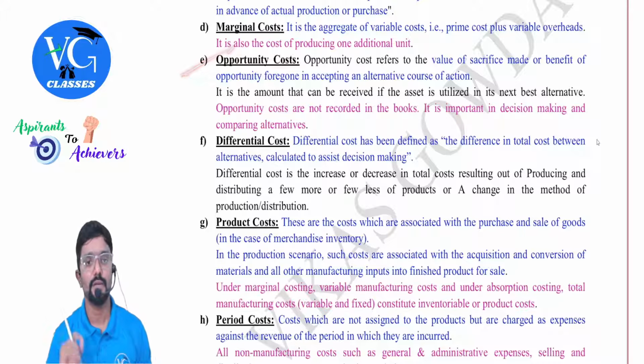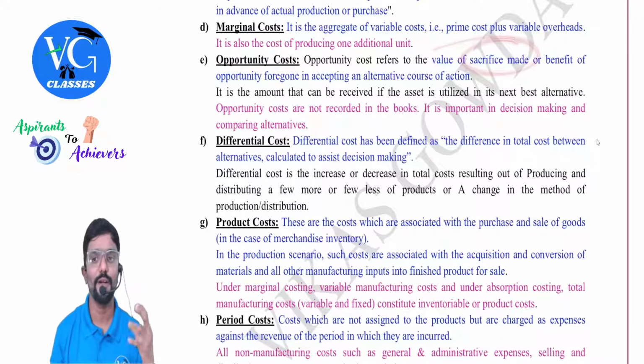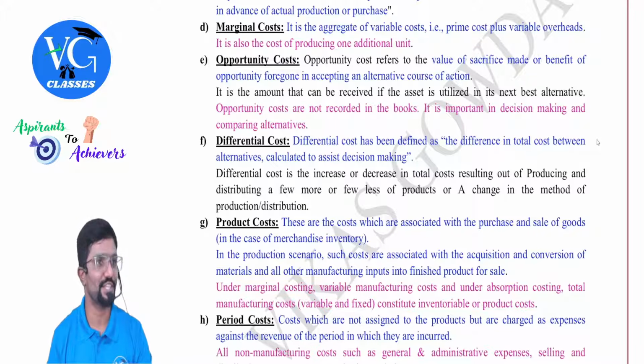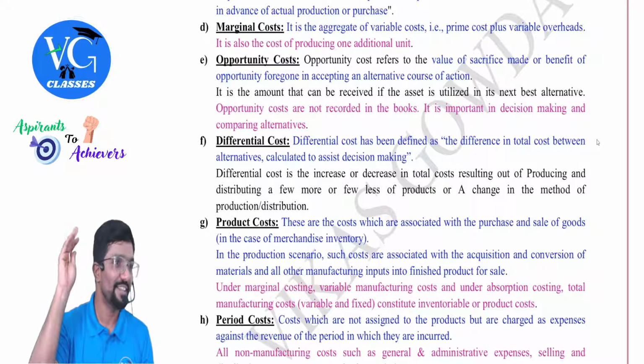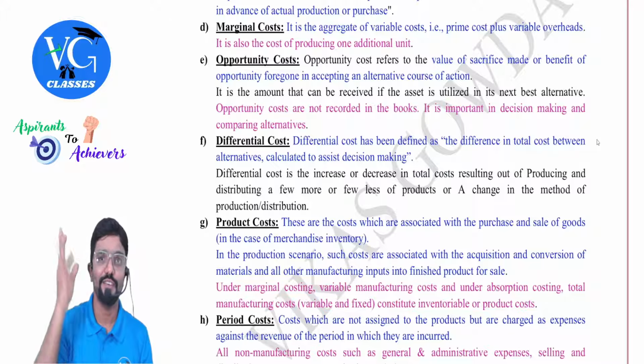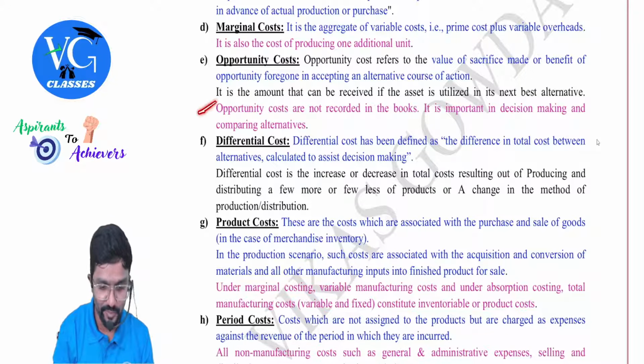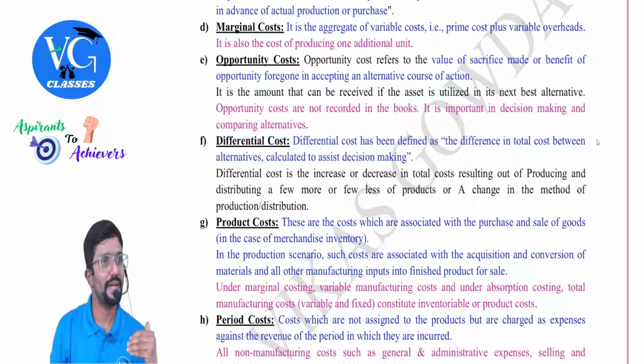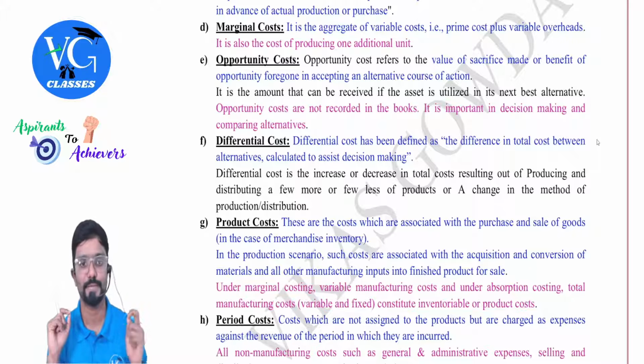So, opportunity cost. Opportunity cost refers to the value of sacrifice made or benefit of opportunity forgone in accepting an alternate course of action. Now, by taking CA also, you have done a lot of sacrifices. You also forwent a lot of things. Maybe here and there you will feel guilty seeing your friends enjoying their life, while we are attending classes full day, preparing and all. It's okay. You are achieving something big. You have to make certain sacrifices in this process.